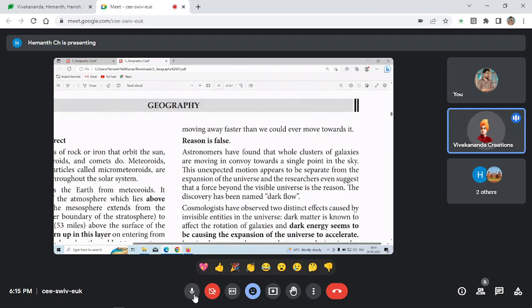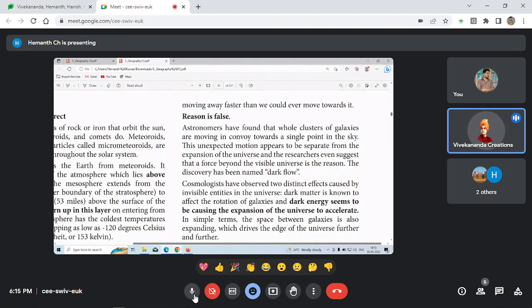Astronomers have found that a whole cluster of galaxies are moving in a convoy towards a single point in the sky. This unexpected motion appears to be separate from the expansion of the universe, and the researchers even suggest that a force beyond the visible universe is the reason. The discovery has been named dark flow. Cosmologists have observed two different effects caused by invisible entities in the universe. Dark matter is known to affect the rotation of galaxies, and dark energy seems to cause the expansion of the universe to accelerate. In simple terms, the space between galaxies is always expanding, which drives the edge of the universe further and further.